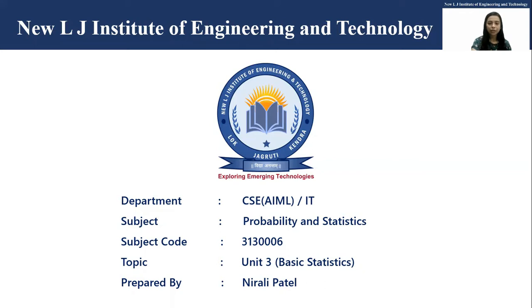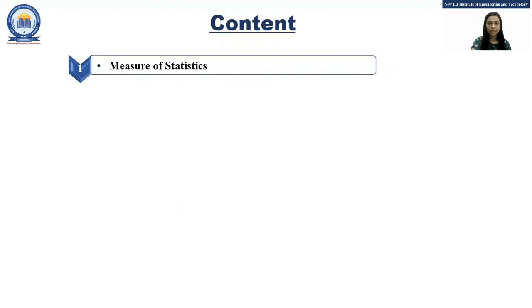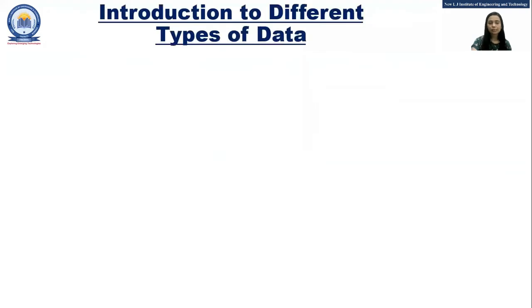In today's lecture, we are going to discuss measures of statistics for grouped data and for ungrouped data. So let's first discuss what grouped data and ungrouped data are. Ungrouped data means you are given individual observations, like suppose x equals 2, 3, 5, 7, 8, 7, 6. So this is nothing but an example of ungrouped data.